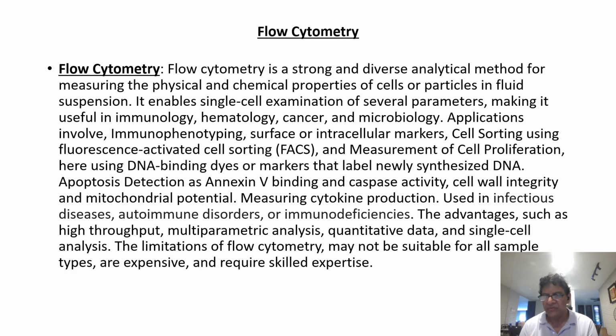FACS, and the measurement of cell proliferation here uses DNA-binding dyes or markers that label newly synthesized DNA. So the apoptotic detection is by annexin V binding or caspase activity, cell wall integrity and the mitochondrial potential. The measurement of cytokine production is used in infectious disease, with high-throughput and multi-parametric analysis, quantitative data, and single-cell analysis. But the limitation of flow cytometry is that it may not be suitable for all samples, and on top of that it is expensive and requires expertise and skills.